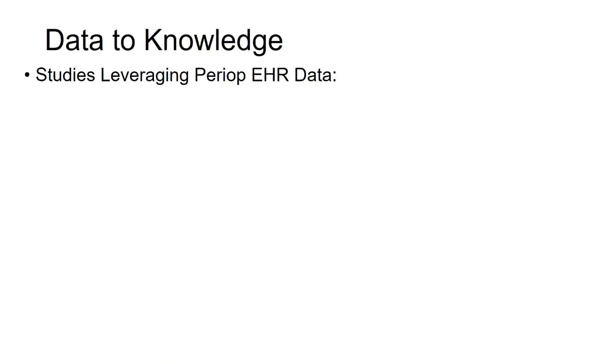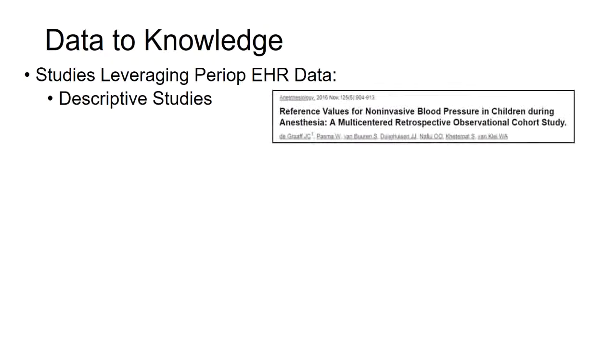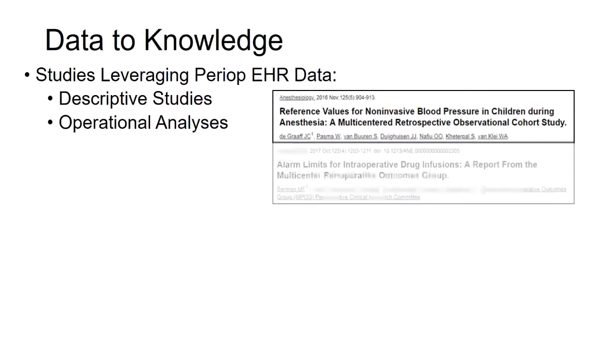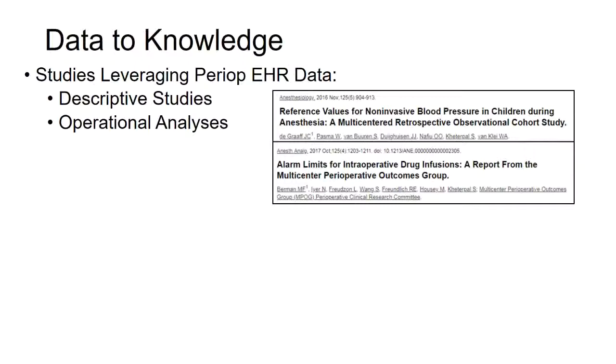Some of the accomplishments we've been able to achieve through access to this data: we've been able to look at descriptive studies, literally just describing practice patterns and how they vary from one institution to another. We're also able to look at operational analyses. So, for example, we can look at whether different institutions set alarm limits on their drug infusions. We can understand that.